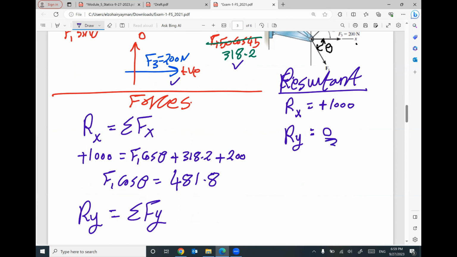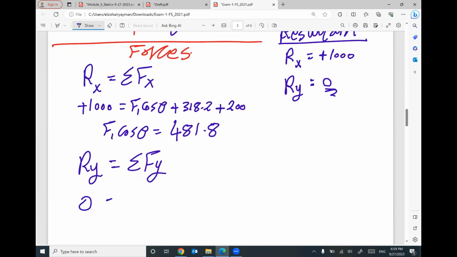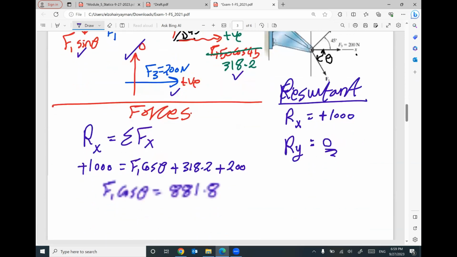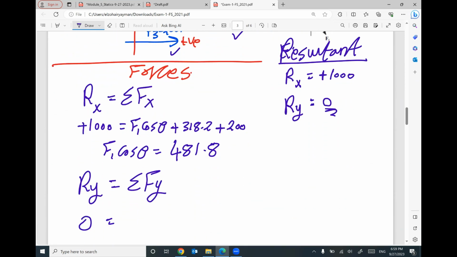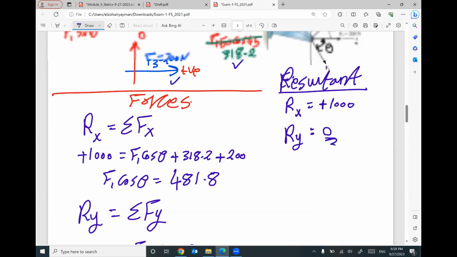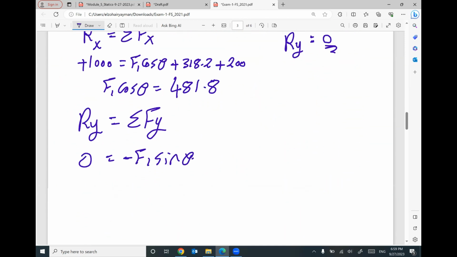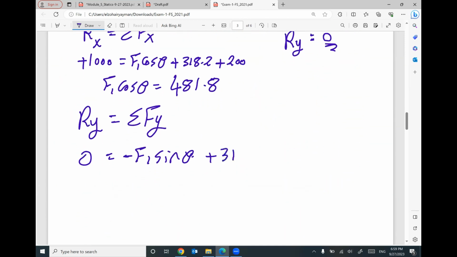We have also the Y component of your resultant equals the summation of all Y components of your forces. The Y component of your resultant is 0. In the summation of all Y components, we have negative F1 sine theta, and we have positive 318.2, and we have 0. Then I can say F1 sine theta will equal 318.2.